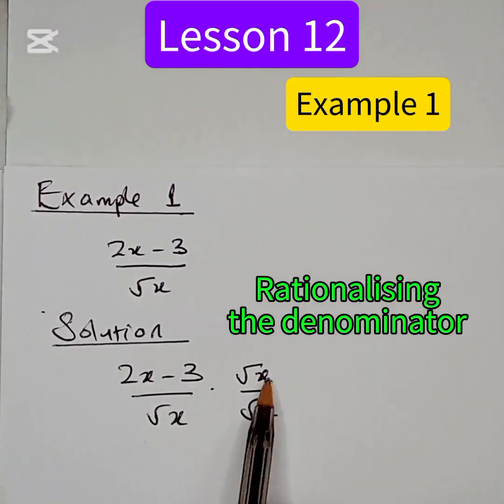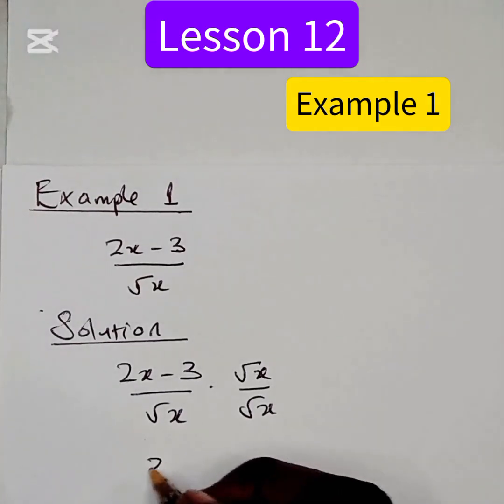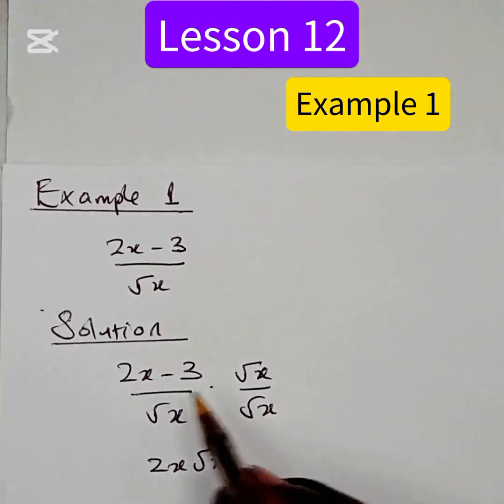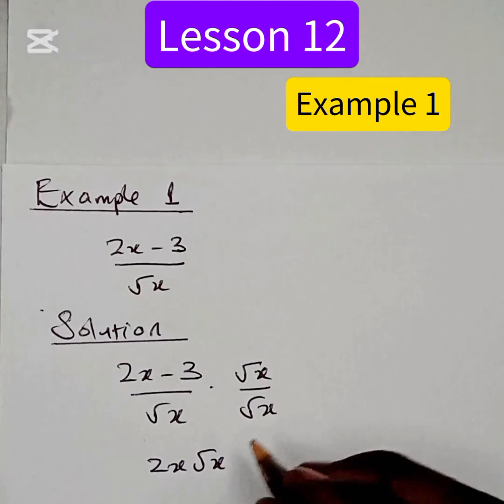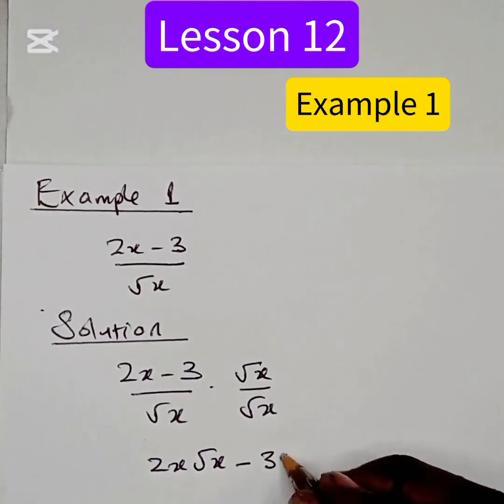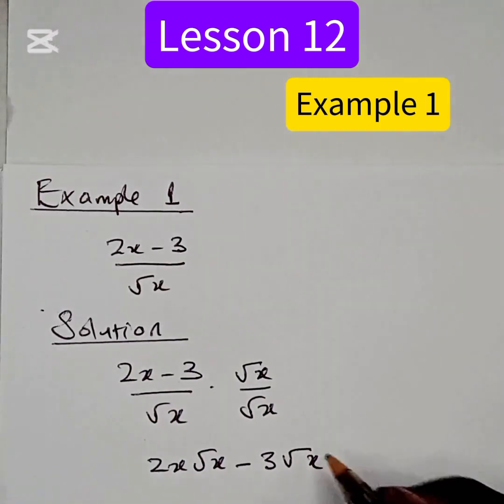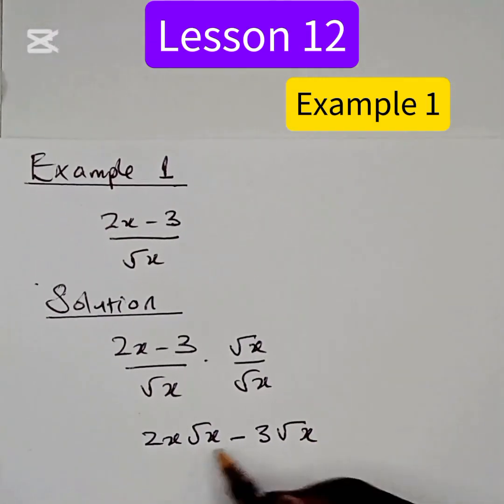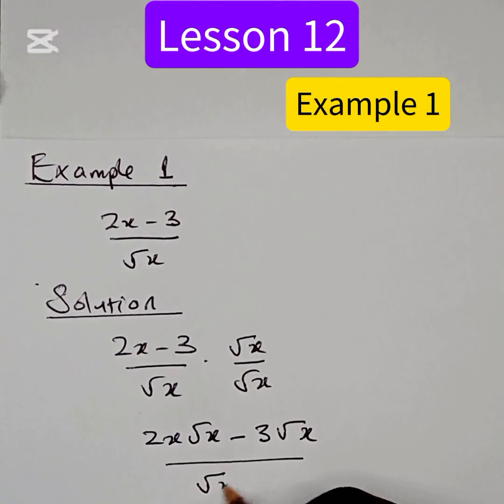We have 2x by root x, we have 2x root x, minus 3 times root x, we have minus 3 root x, and all that is being divided by root x multiplied by root x.